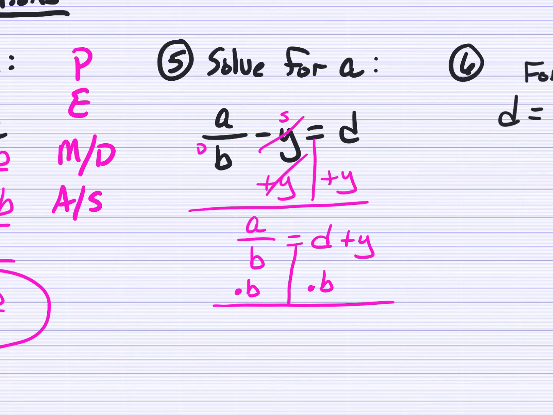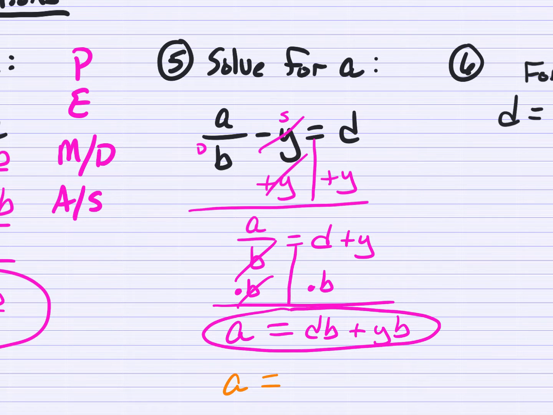Okay. Now, there's two ways of writing our answer, and I'm going to try to show you both of them, one in purple and one in orange. The purple, I can take both of them and multiply by b. So d times b would be db, plus y times b would be yb. So if I multiplied both of them by b, that would be my answer.